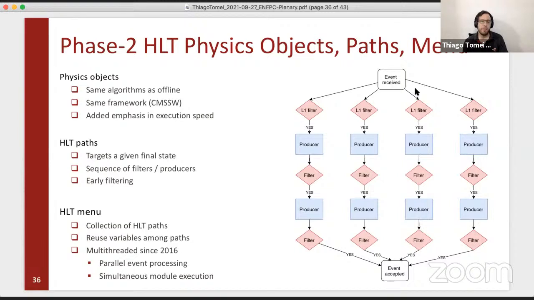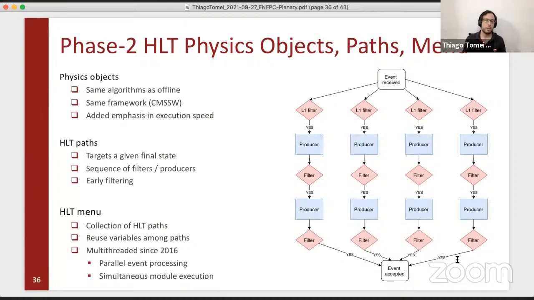The HLT paths are algorithms that target a given final state, and they are one of these vertical columns here, where you have a producer and filter in a sequence, so that the producer makes some calculation on the event, and the filter then asks if this quantity is above or below the threshold. Why do we build it like this? Because we have the so-called early filtering, where we don't want to waste time making calculations for events that are already lost. Then the menu is a collection of these paths, and the variables are reused among them.